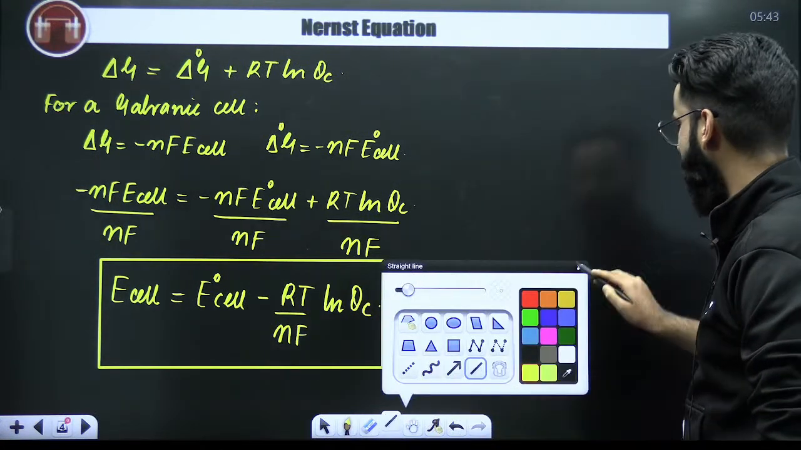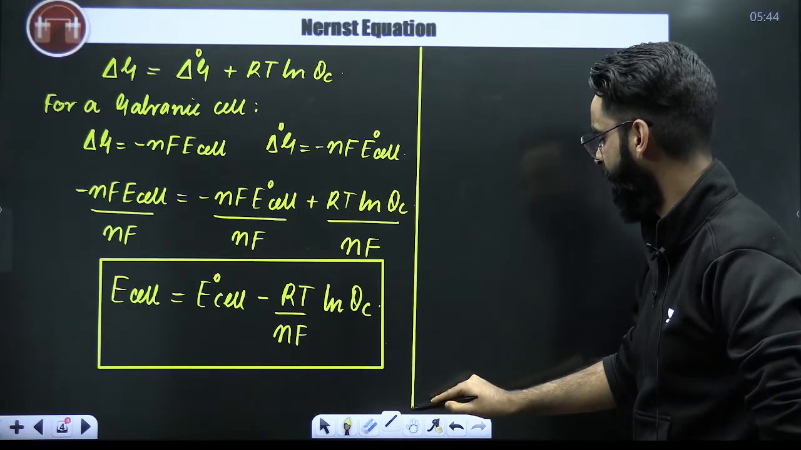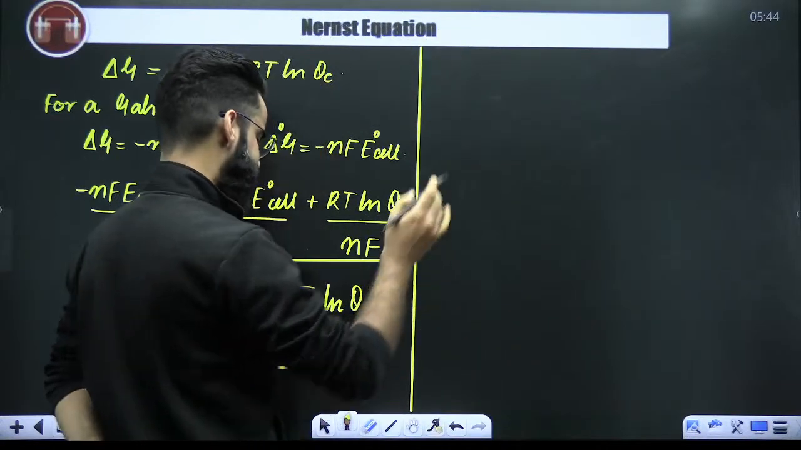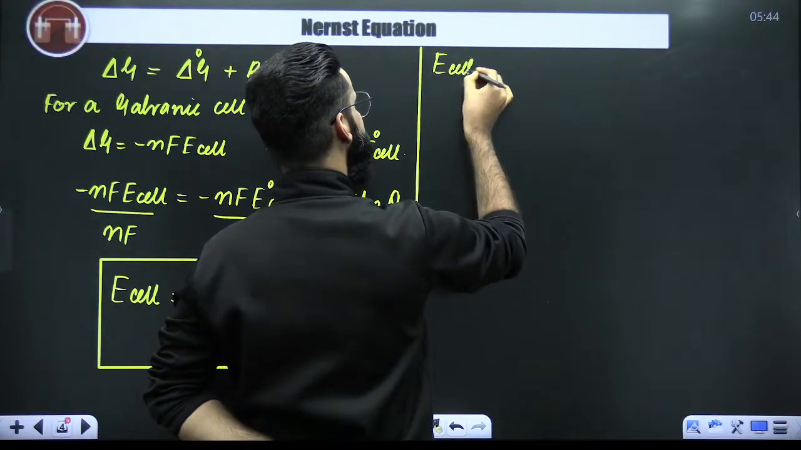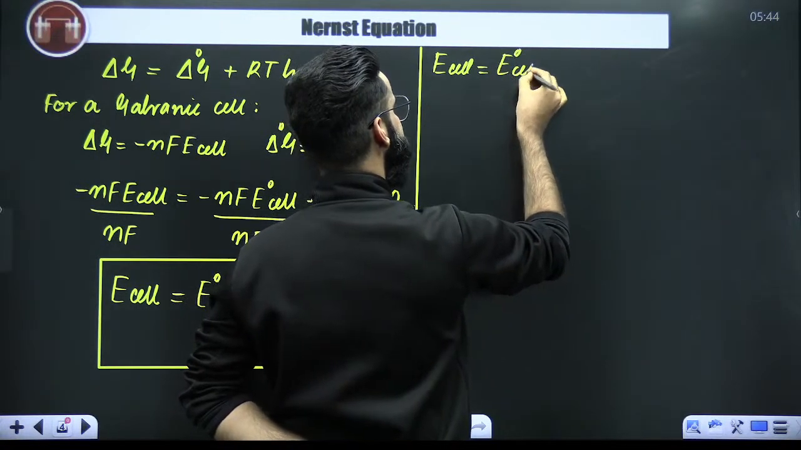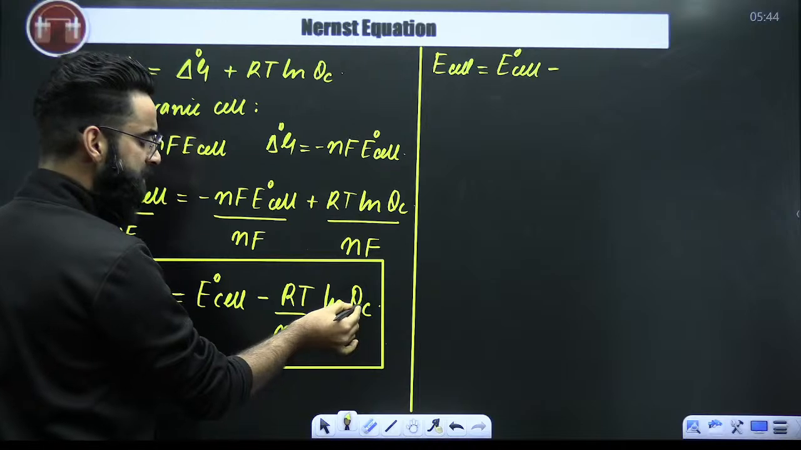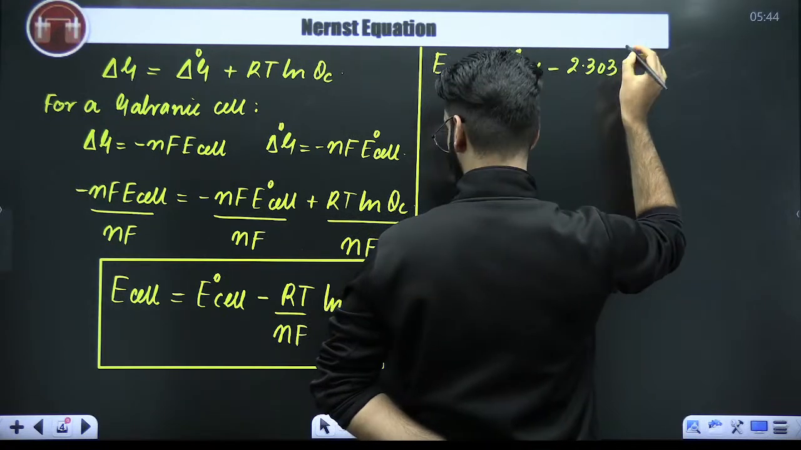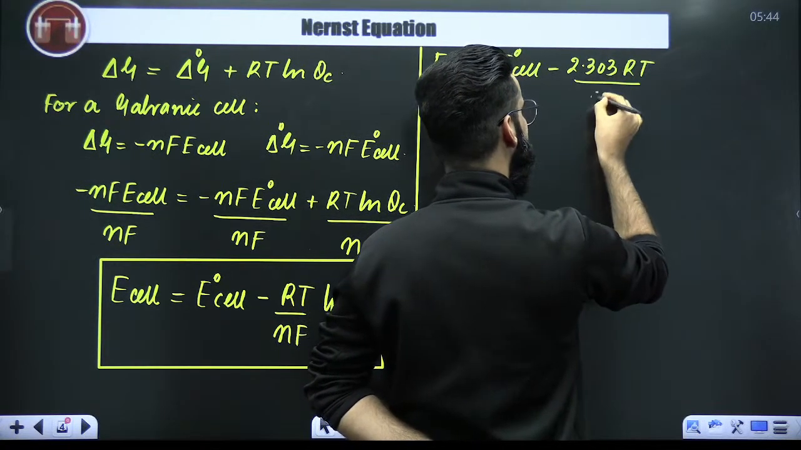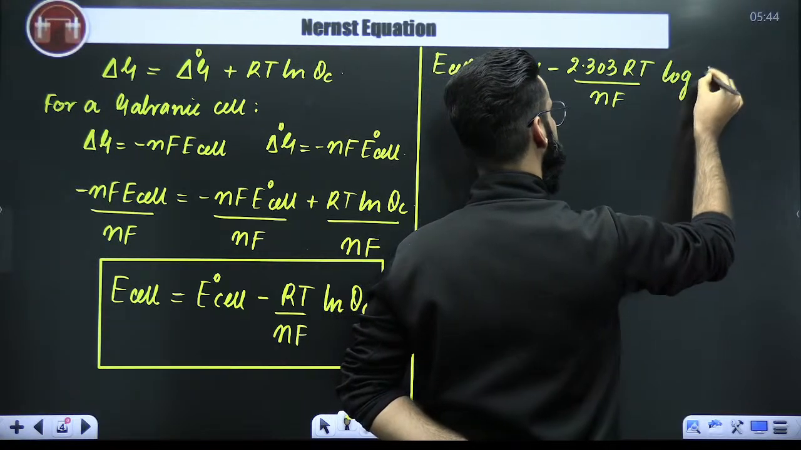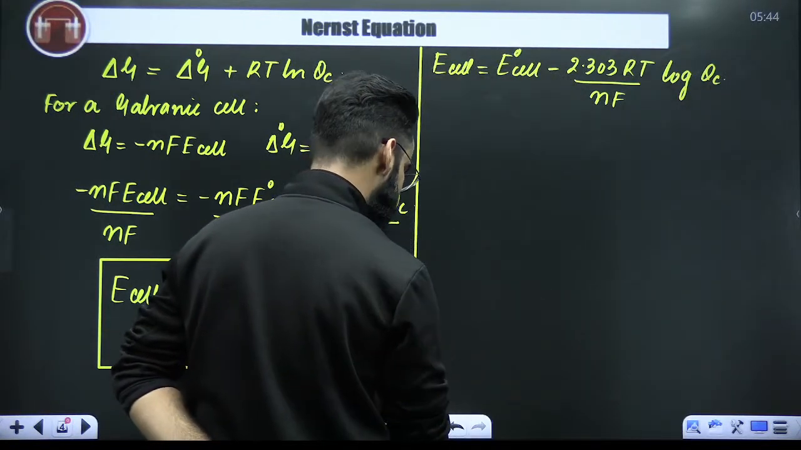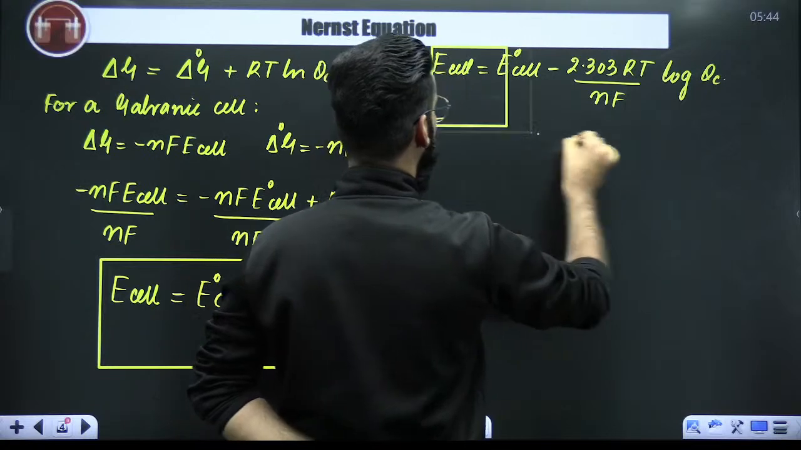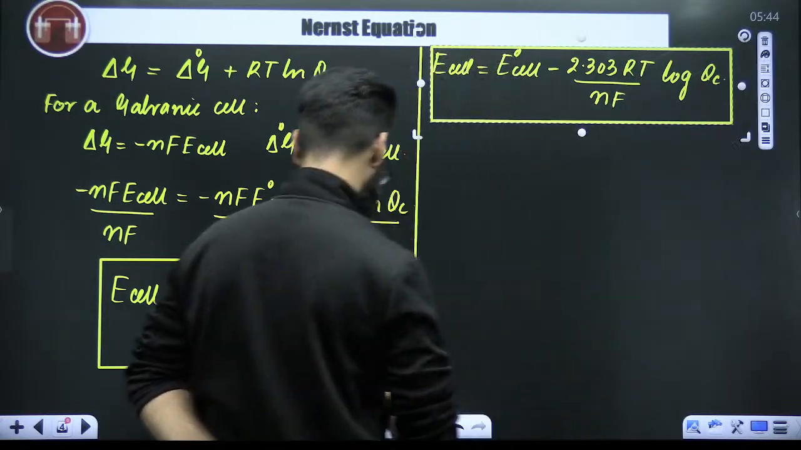Now, let me further simplify it a bit. E cell you write as such, is equal to E naught cell as such, minus RT divided by nF ln of Qc. Convert ln into log, so it has to be 2.303 RT divided by nF, and now it's going to be log of Qc. This is one more form of the Nernst equation, which I call the logarithmic form of the Nernst equation.